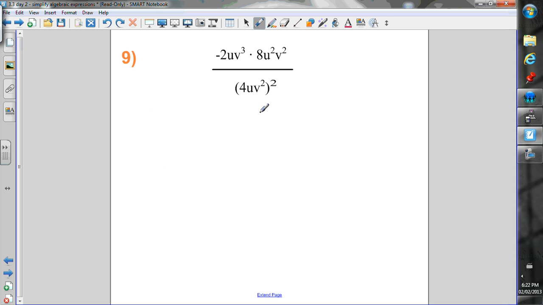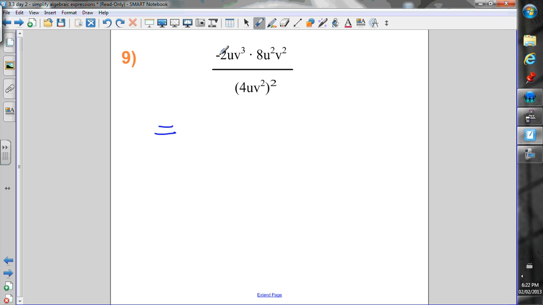Okay, next question. When you have a question that looks complicated like this, the first thing I would do is I would simplify the numerator and then simplify the denominator, and then see if anything else can be simplified. So let's just first look at the numerator and see if we can simplify it. So I have negative 2 times u times v cubed times 8 times u squared times v squared.